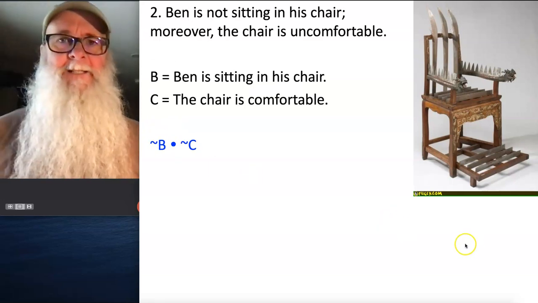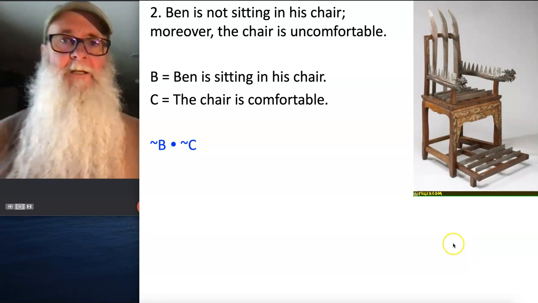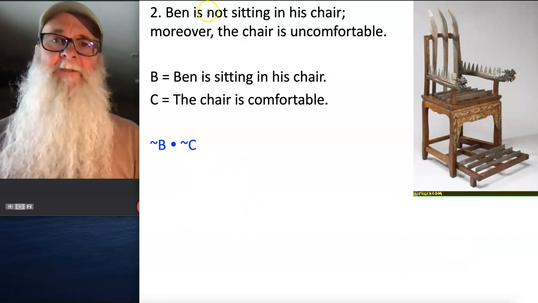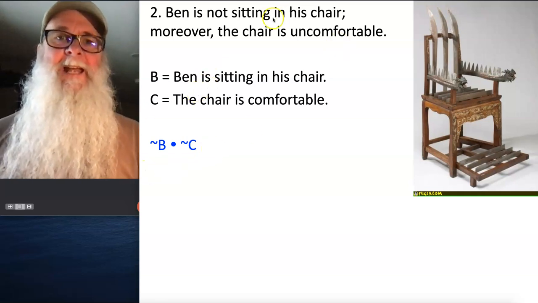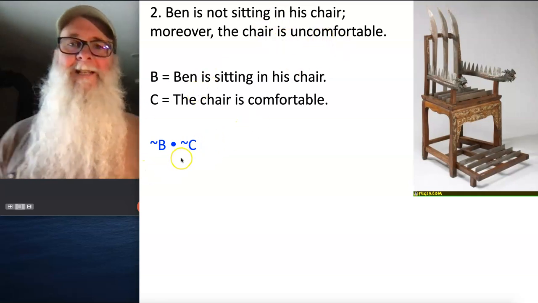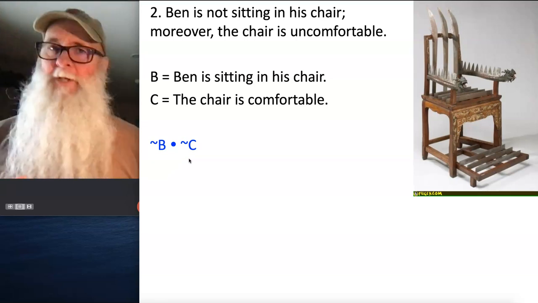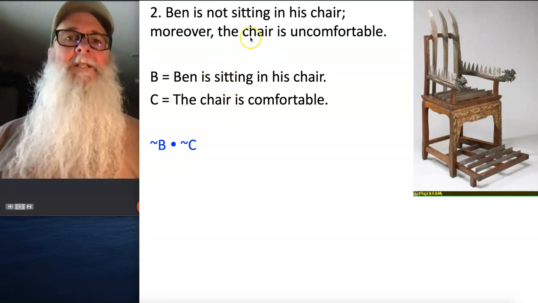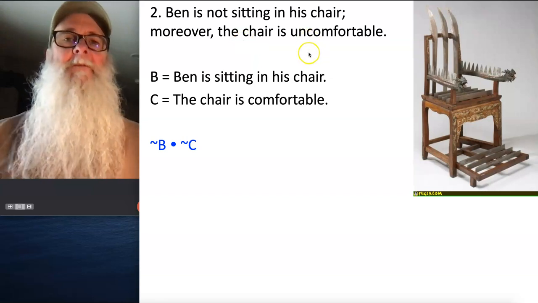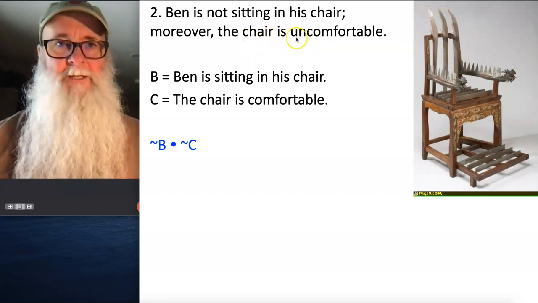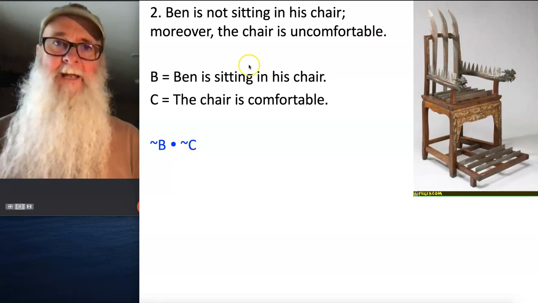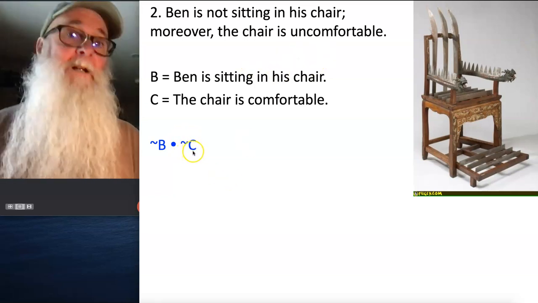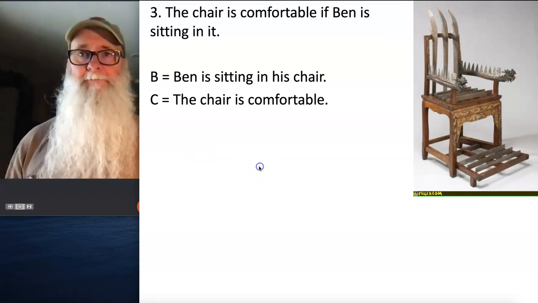Number 2, Ben is not sitting in his chair. Moreover, the chair is uncomfortable. That's going to give us tilde B dot tilde C. Okay, so we've got Ben is not sitting in his chair again, and we've got the chair is uncomfortable. And it's not that tilde C and C are term complements of one another like we thought of in categorical logic. It's just the case that if the chair is uncomfortable, that's the equivalent of saying it is not the case that the chair is comfortable. And that's what tilde communicates. The chair is not comfortable, tilde C says, or the chair is uncomfortable, tilde C says.